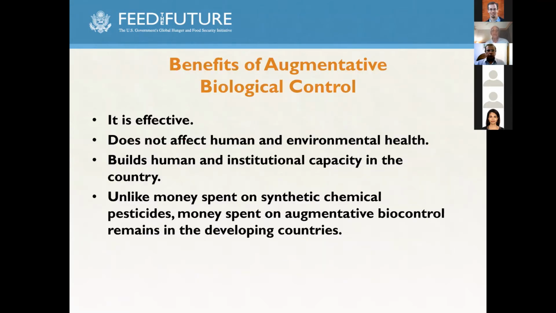So augmentative biological control is effective. It does not affect human or environmental health. It also helps in building human and institutional capacity within the country. And all the money spent on augmentative biological control, that is capacity building and everything, remains in the country. If you use, say, chemical pesticide, only about 15% of the money stays in the country, or 75 to 85% of the money goes outside the developing country.